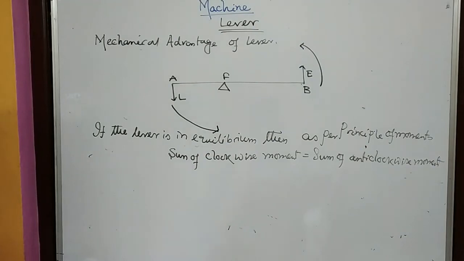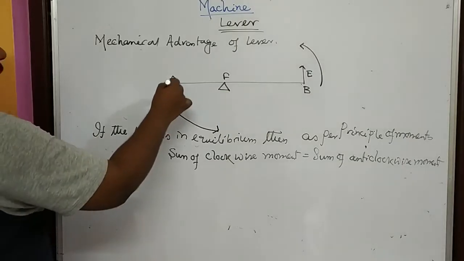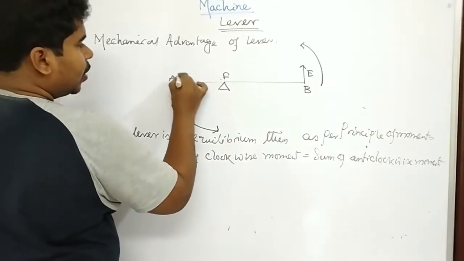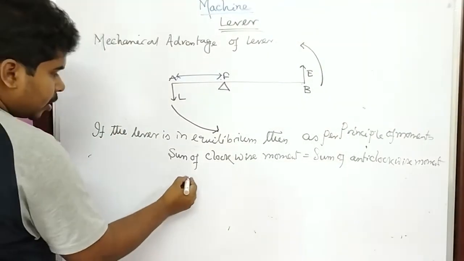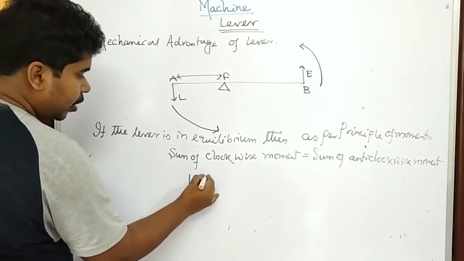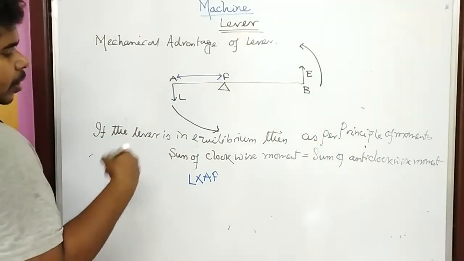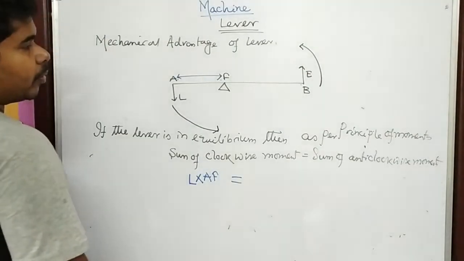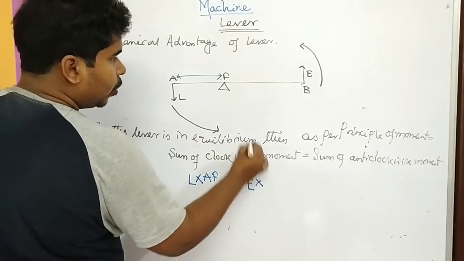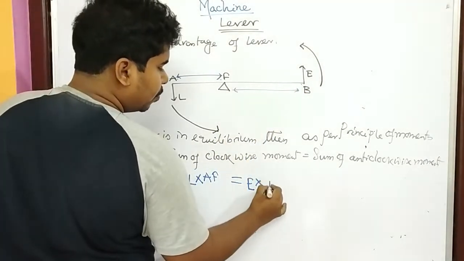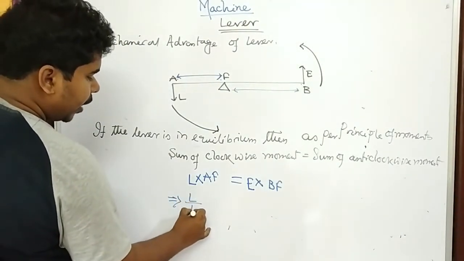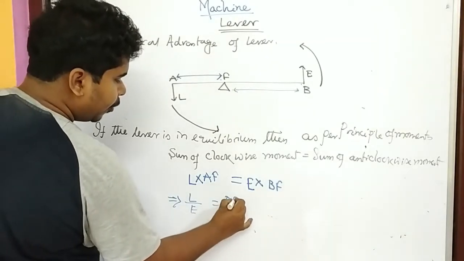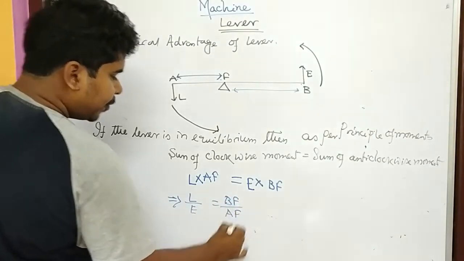So what is clockwise moment here? Here you see the load is acting downward and this is the distance. Here the fulcrum is the axis of rotation. So we can write sum of clockwise moment equals L into AF. Now that should be equal to sum of anti-clockwise moment. So here the force is E into perpendicular distance, it is BF. And from here if we find out load by effort, that is BF by AF.